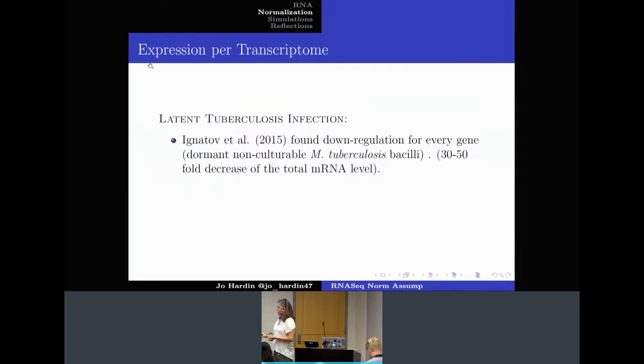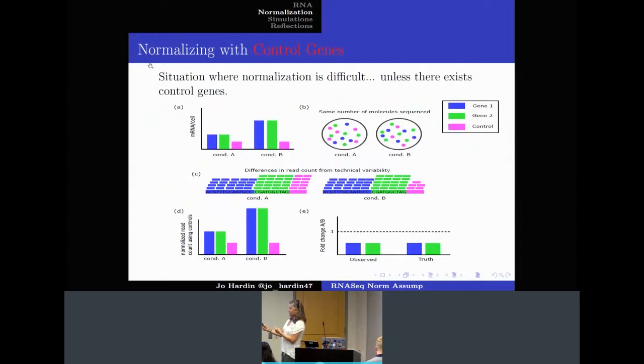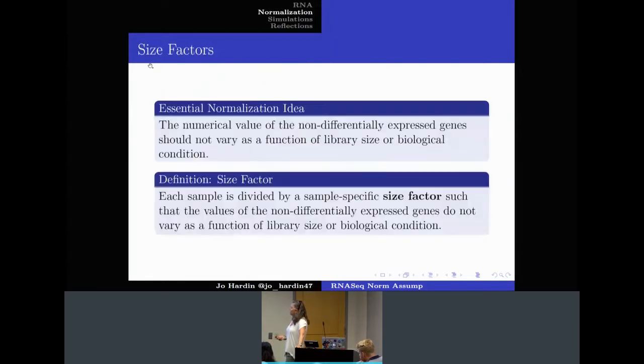So for example, in this one, we just divided everything by the value of the purple gene, because we were forcing the purple gene to be the same across the two conditions. And in this condition B, these were all in the sequencer together, so these are all genes that live on the same sample. Of course, this gets slightly more complicated when we have lots of samples, but it's not really any different. You just end up taking averages. So we divide by a sample-specific size factor in order to make sure that the non-differentially expressed genes do not vary.